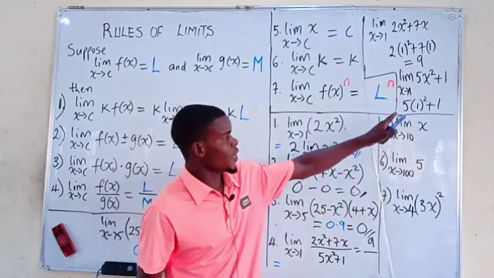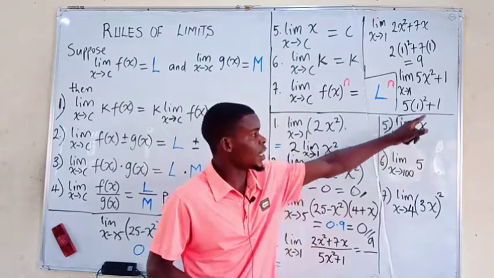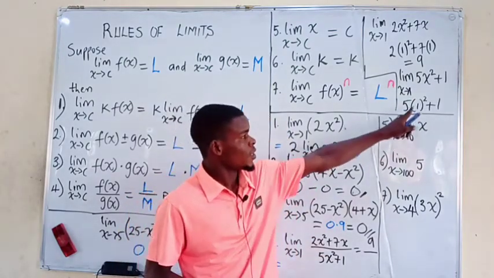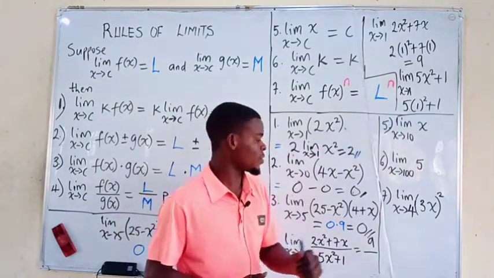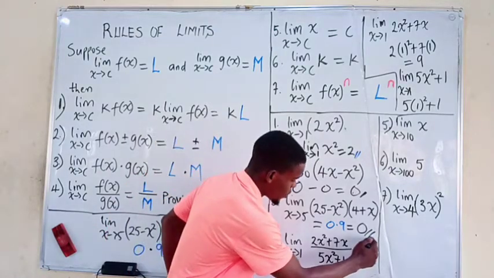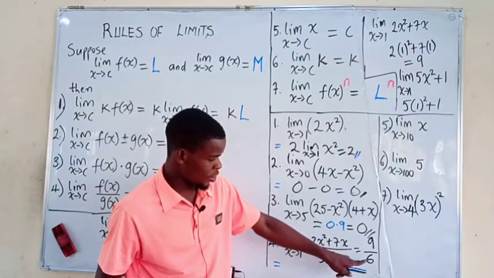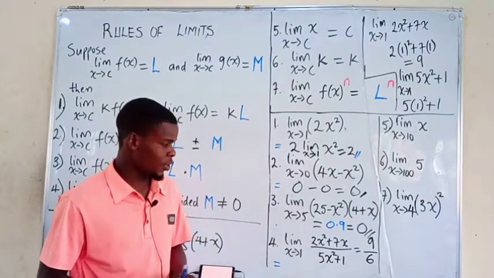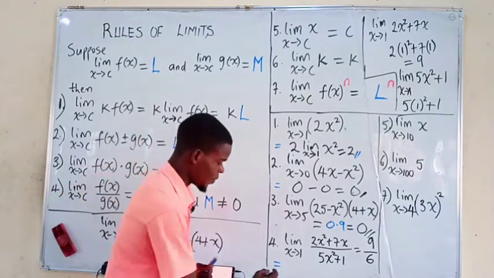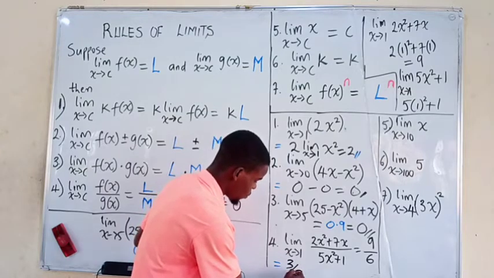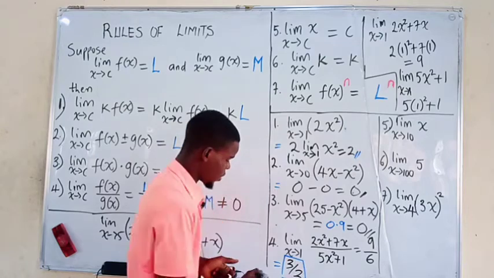So you observe that as x tends to 1, we just substitute 1 in place of x in that function, and then we simplify. 1 raised to the power 2 is just 1, times 5 is 5, then plus 1 gives us 6. So the denominator here is just 6. The numerator was 9 and the denominator is 6. We can simplify by dividing numerator and denominator by 3. That gives us 3 over 2 as the limit, which is an improper fraction, but that is okay.